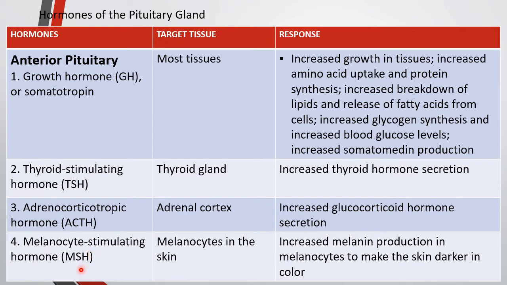Then you have your MSH or your melanocyte stimulating hormone. From the name itself, alam mo na ang target tissue are the cells are the melanocytes in the skin. So they will stimulate the melanin production of the melanocytes, and this makes your skin darker.